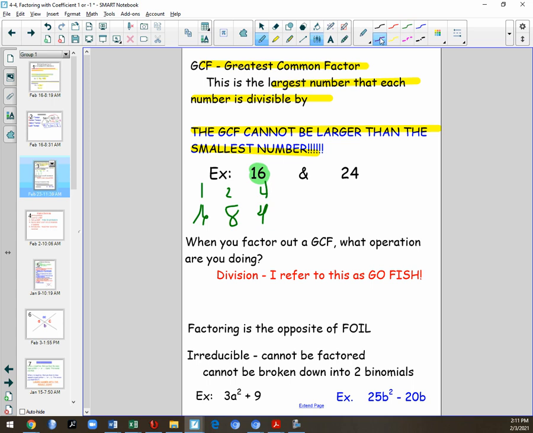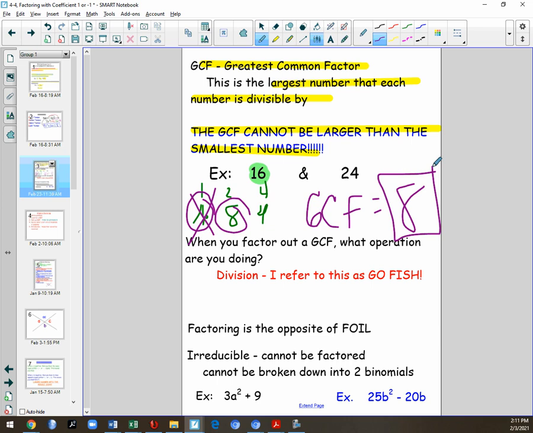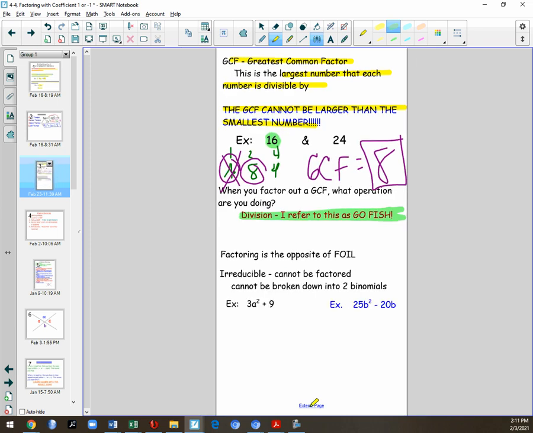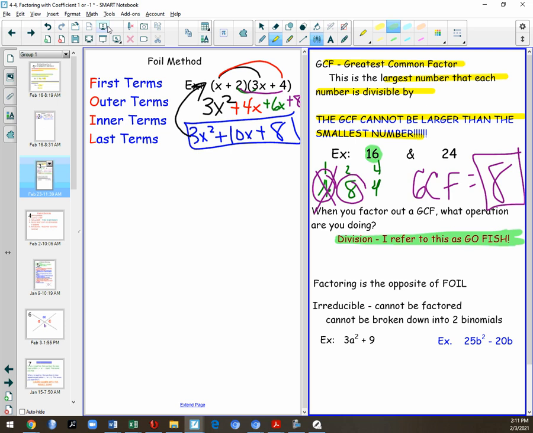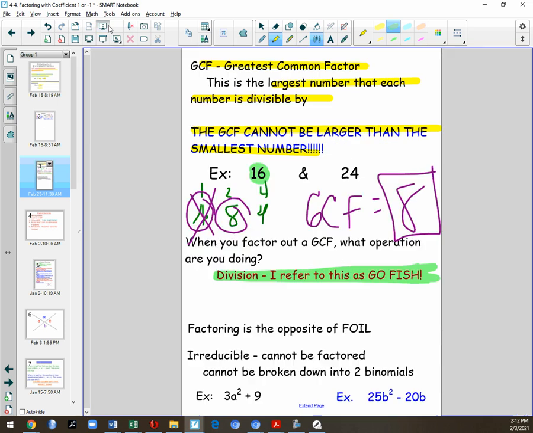Now, you're going to simply ask yourself, does 16 go into 24? The answer to that is no. Does 8 go into 24? The answer to that is yes. So therefore, the GCF is going to be simply the number 8. When you factor out a GCF, the operation that you're doing is actually division. Super important. I refer to this as my go fish. Okay? So what do I mean here? Sorry, that's not what I wanted to do.